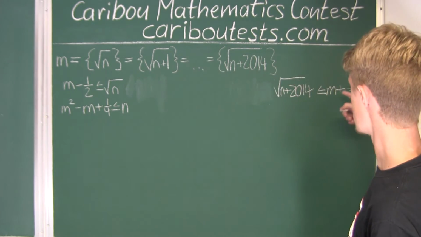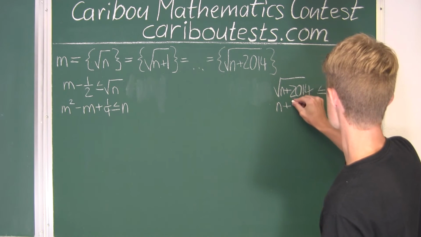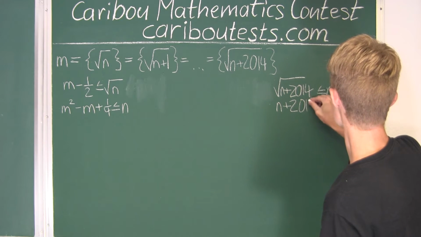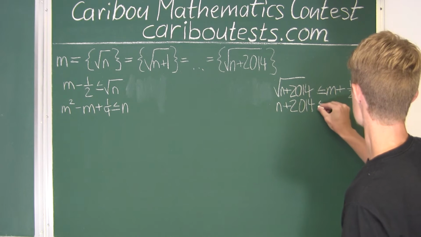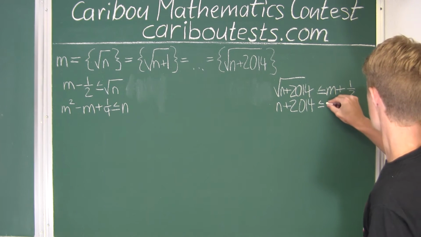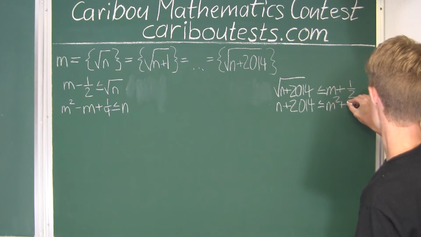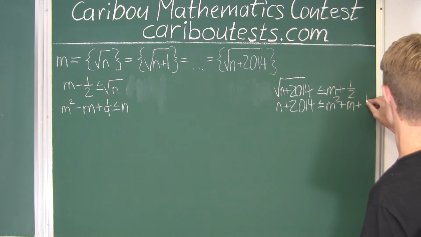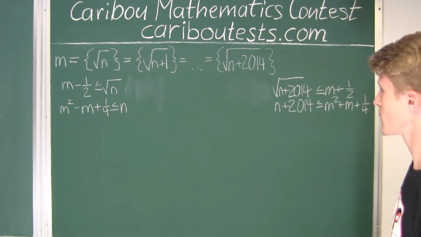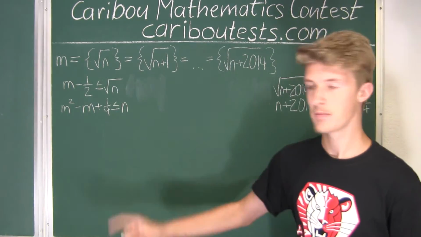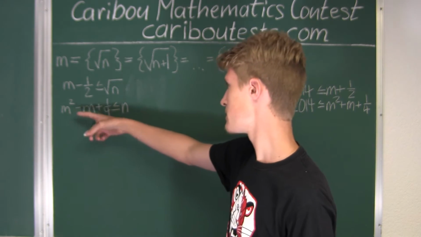Now over here, again, we want to square both sides. So we'll have n plus 2014, now we have n squared plus m and then plus 1/4, and again the sign would stay the same. Alright, now over here we can get rid of 1/4 and then we would just have m squared minus m.